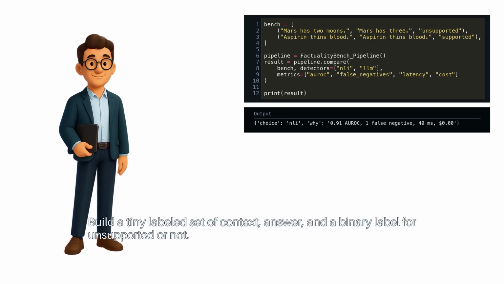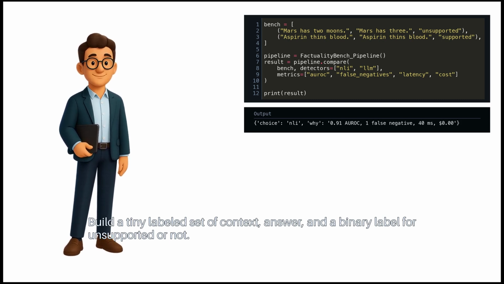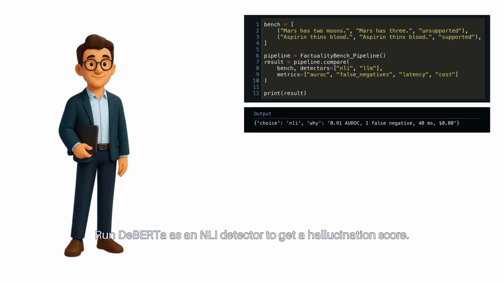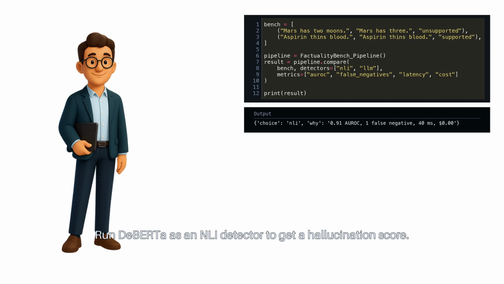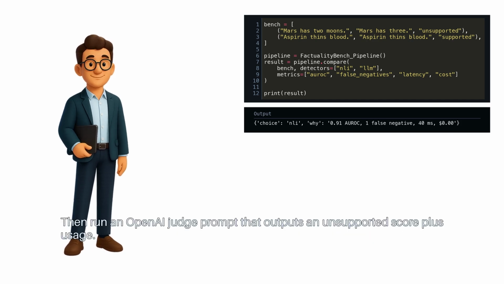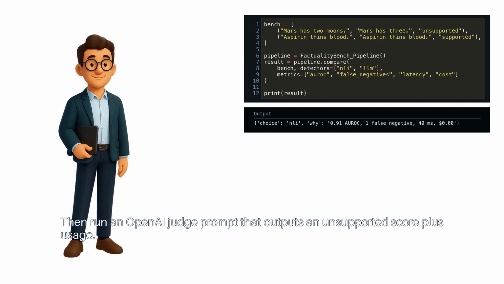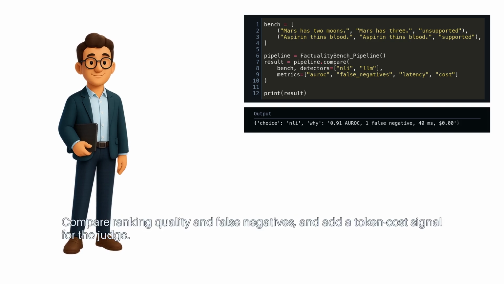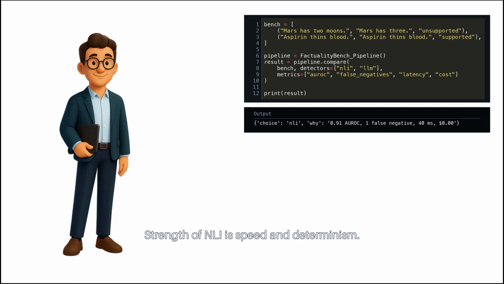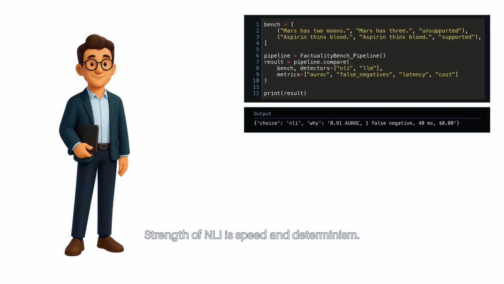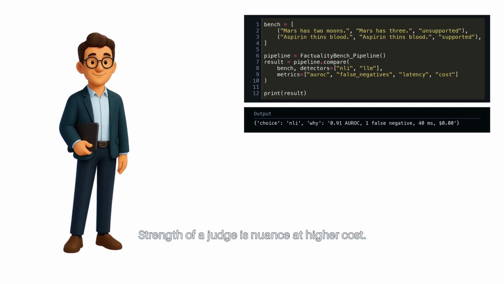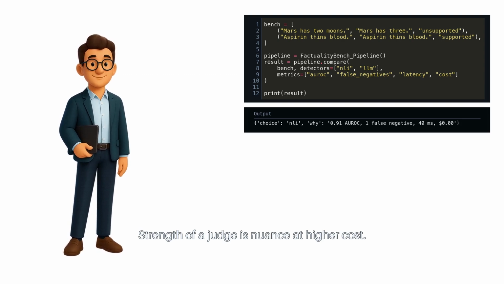Build a tiny labeled set of context, answer, and a binary label for unsupported or not. Run DeBERTa as an NLI detector to get a hallucination score. Then run an OpenAI judge prompt that outputs an unsupported score plus usage. Compare ranking quality and false negatives, and add a token cost signal for the judge. Strength of NLI is speed and determinism. Strength of a judge is nuance at higher cost.